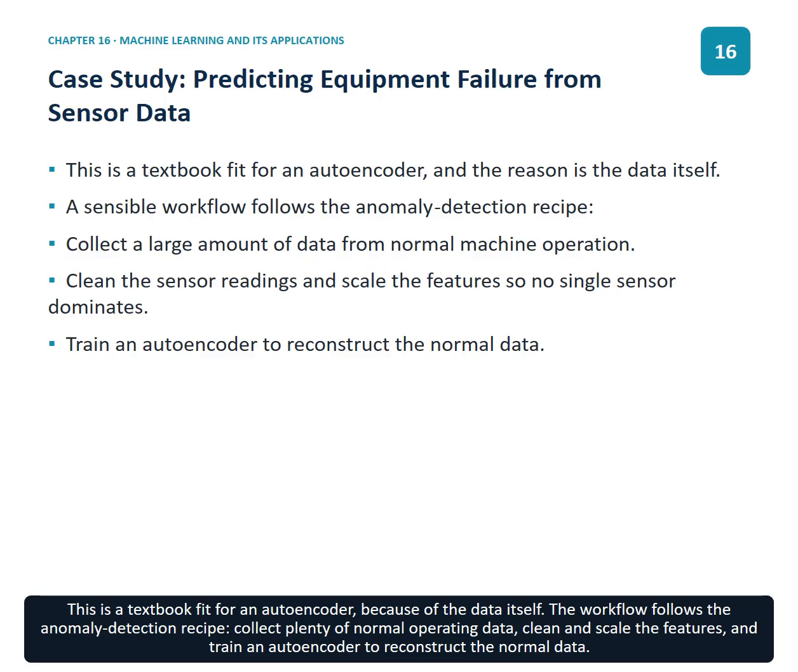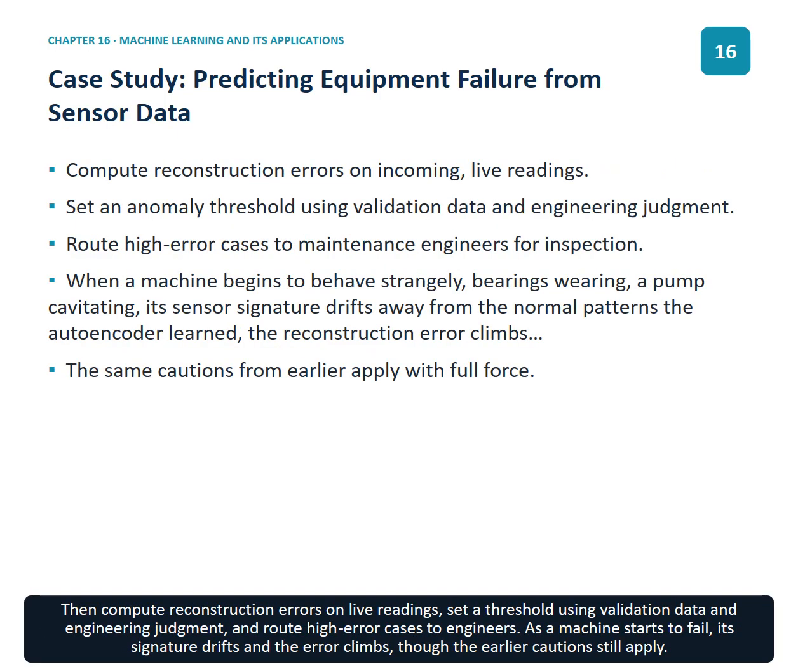The workflow follows the anomaly detection recipe. Collect plenty of normal operating data, clean and scale the features, and train an autoencoder to reconstruct the normal data. Then compute reconstruction errors on live readings, set a threshold using validation data and engineering judgment, and route high error cases to engineers. As a machine starts to fail, its signature drifts and the error climbs, though the earlier cautions still apply.